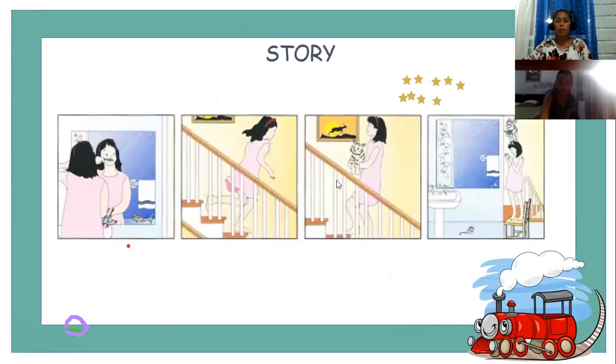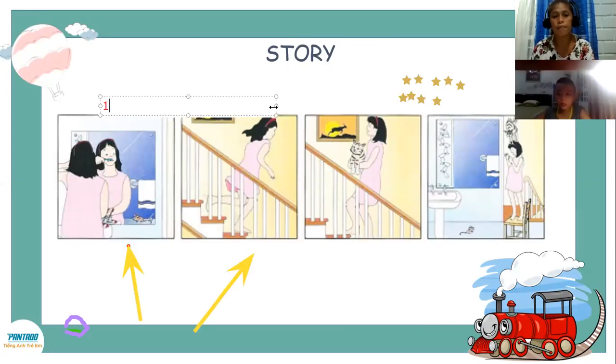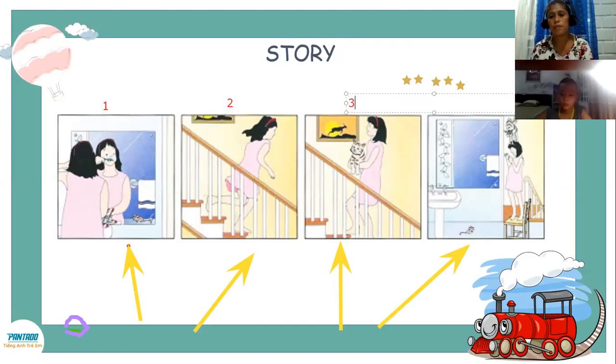Okay, next one. So you were able to answer it correctly. We have here a story. Can you tell me what's in the story? I will give you 2 stars for every correct word that you tell the teacher. First, wait for a while. I will tell you what to do. This is number 1. That's number 2. That's number 3. That's number 4.